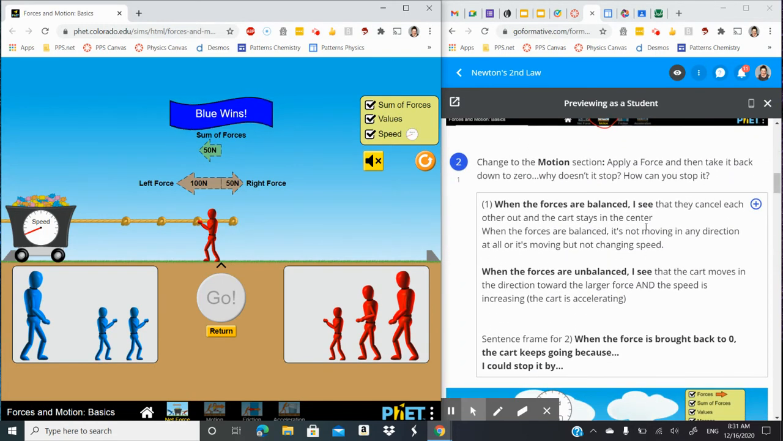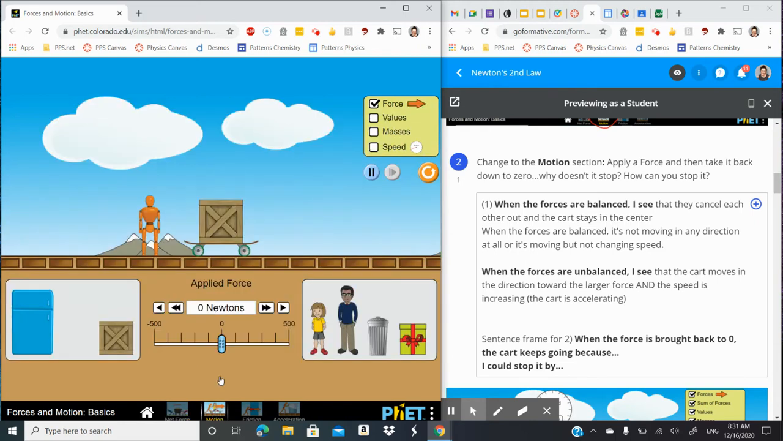Here's that written down here. So when the forces are balanced, I see that they cancel each other out and the cart stays in the center. Or another way, when the forces are balanced, it's not moving in any direction at all, or it's moving but not changing speed. When the forces are unbalanced, I see that the cart moves in the direction toward the larger force and the speed is increasing. The cart is accelerating.